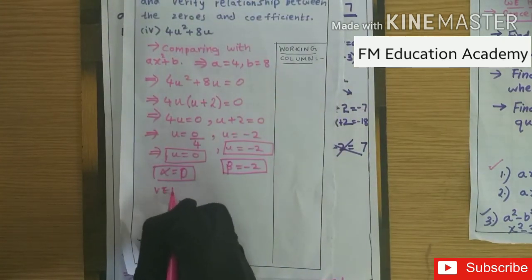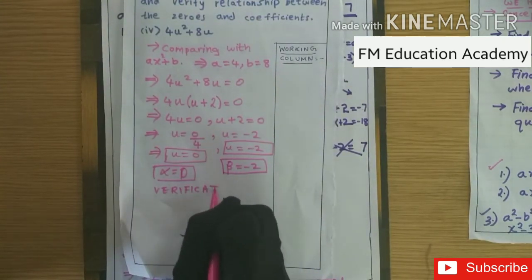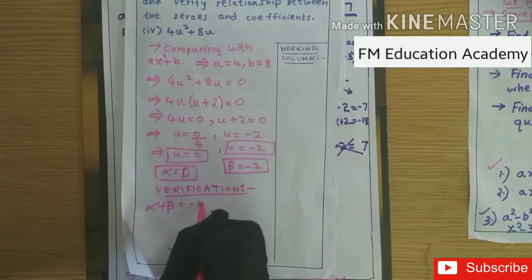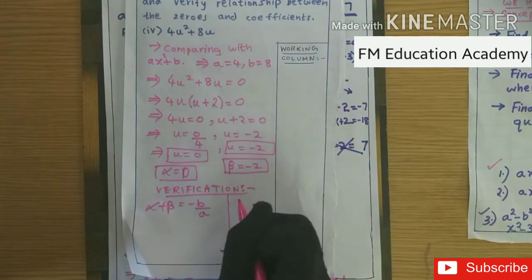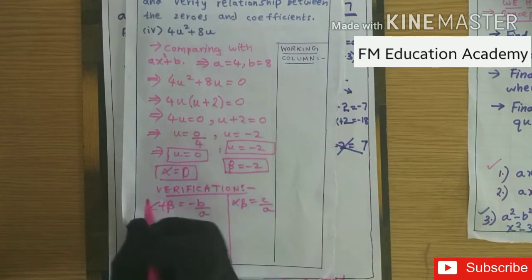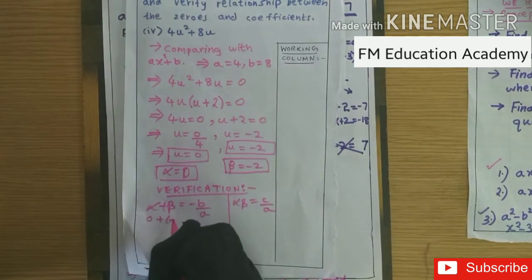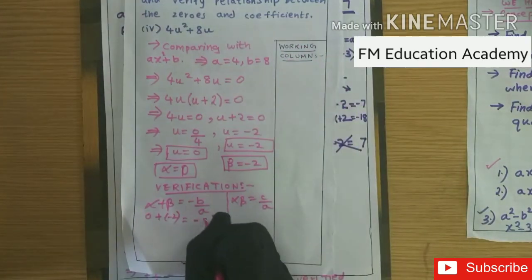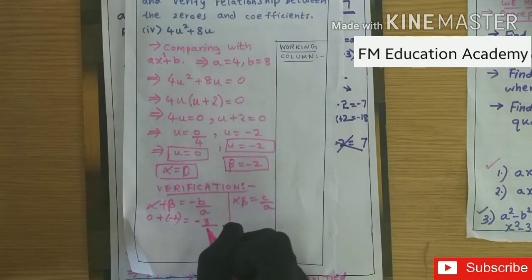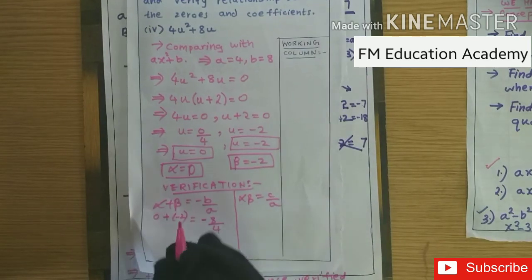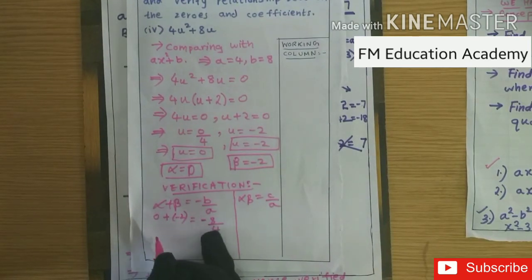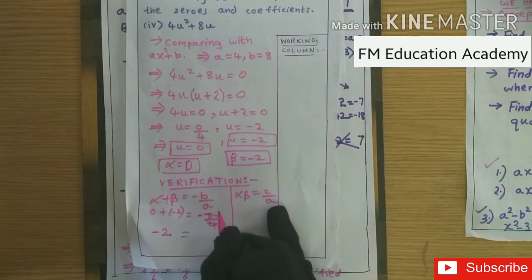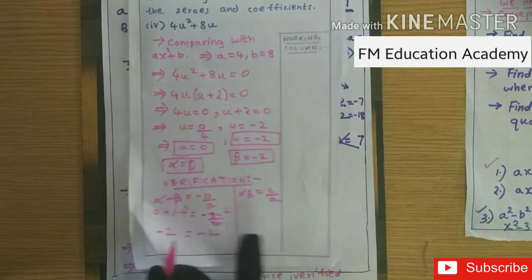Now verify. Same procedure. How to verify? Sum of zeros is equal to minus b by a, and product of zeros is equal to c by a. What is the alpha here? I have 0. What is the beta here? I have minus 2, is equal to minus, what is the b term I have here? 8, by what is the a term here I have? 4. So 0 plus anything is the number itself, and plus into minus is minus. So I am getting minus 2 here. Is equal to, here 4 1s are 4, 4 2s are 8. So I am left with minus 2. So LHS is equal to RHS here.